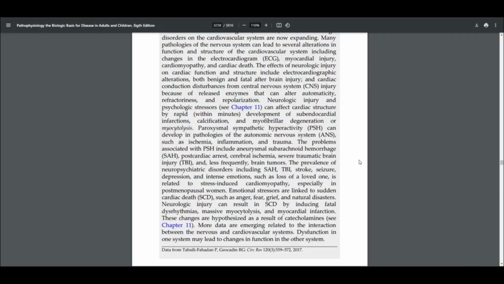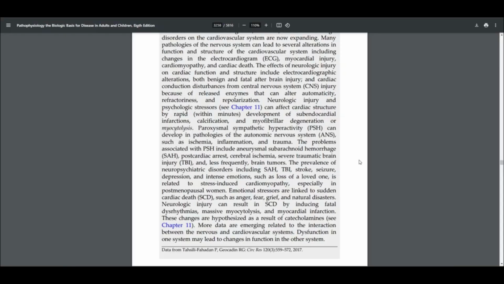The prevalence of neuropsychiatric disorders include SAH, that's subarachnoid hemorrhage, your TBI, or traumatic brain injury, stroke, seizure, depression, and intense emotions, such as a loss of a loved one, is related to stress-induced cardiomyopathy, especially in postmenopausal women.